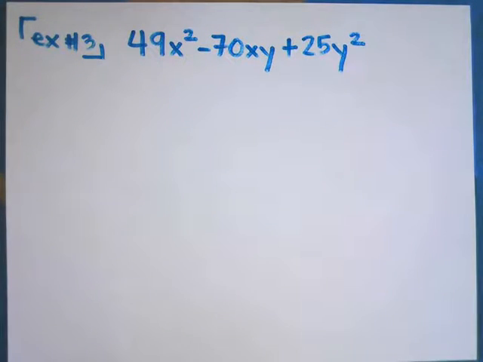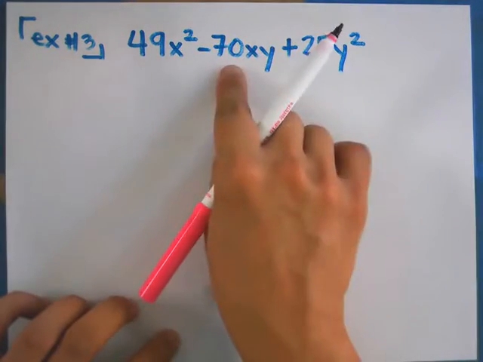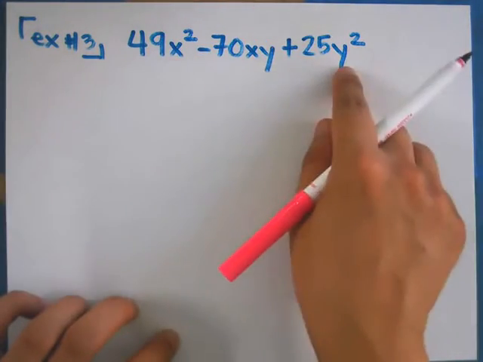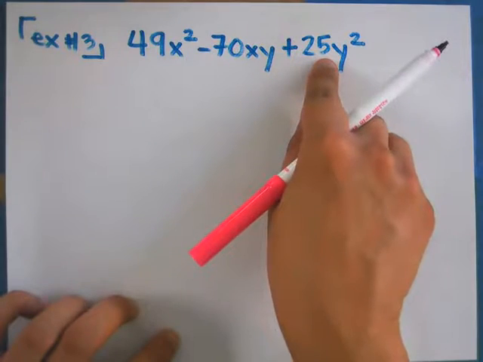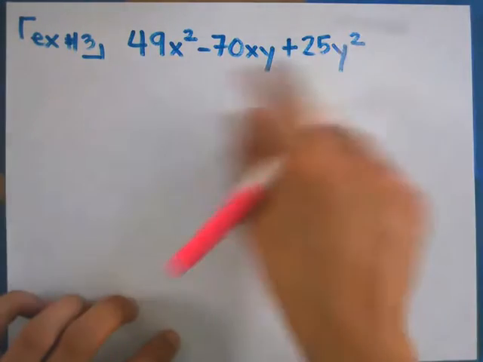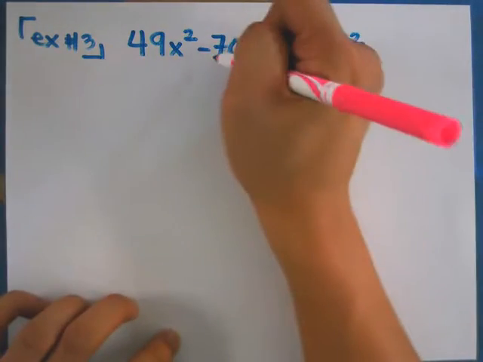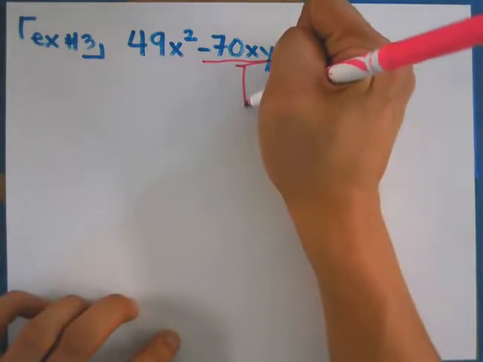49x squared minus 70xy plus 25y squared. I don't think we can do a GCF on these three. We can't take out an x just because this doesn't have an x. We can't take out a y because this doesn't have a y. Okay, so our goal is a -70xy.